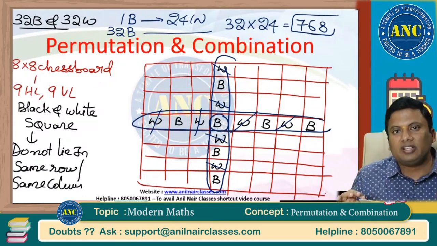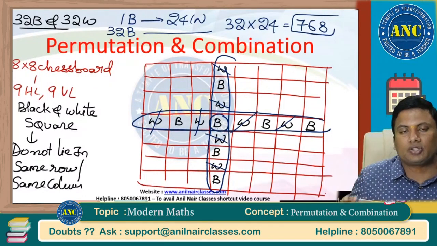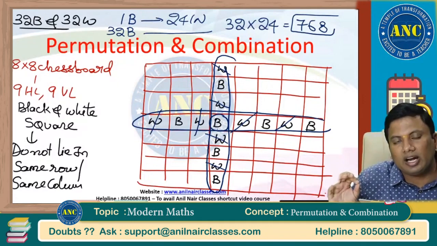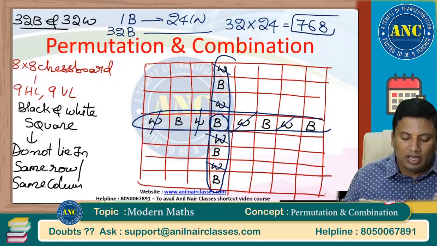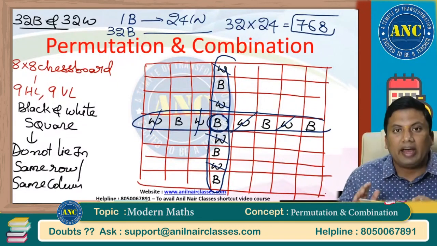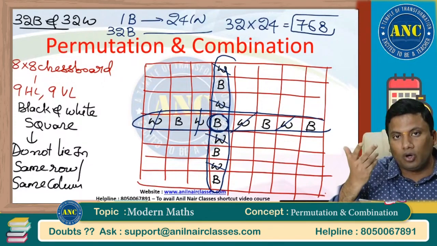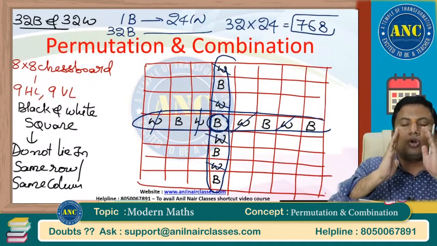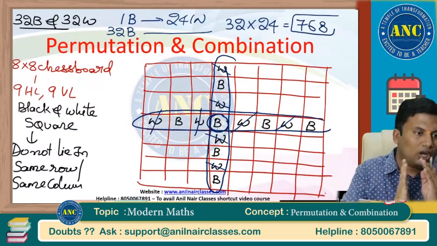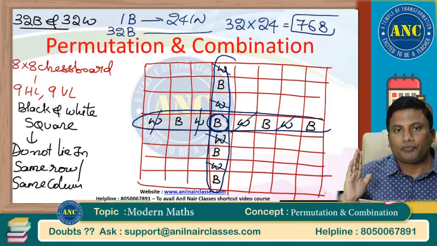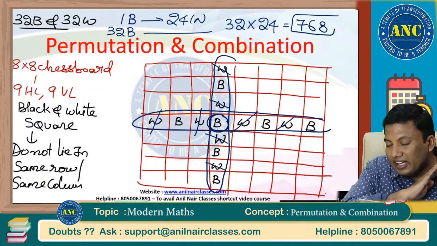In how many ways can I choose a black and a white square such that they do not lie in the same row or same column? If I choose this black, I cannot choose white in the same row or same column. Same row: up 2, down 2, left 2, right 2. Total 8 whites, I cannot choose.